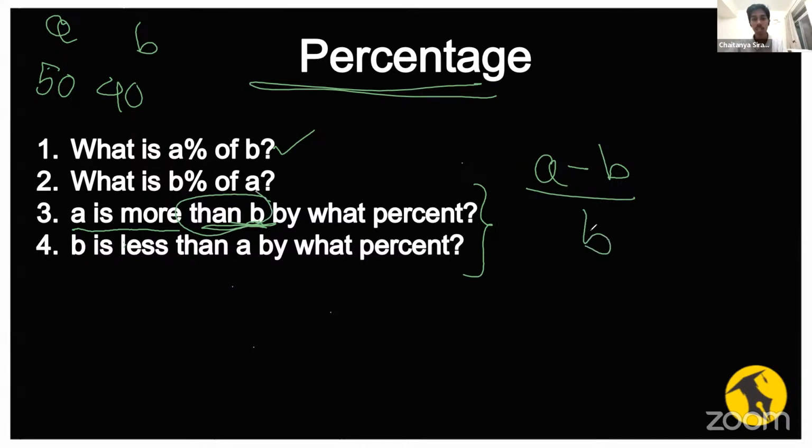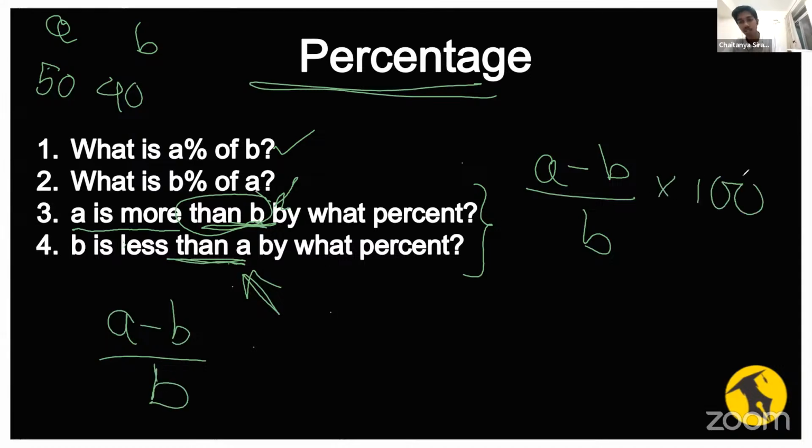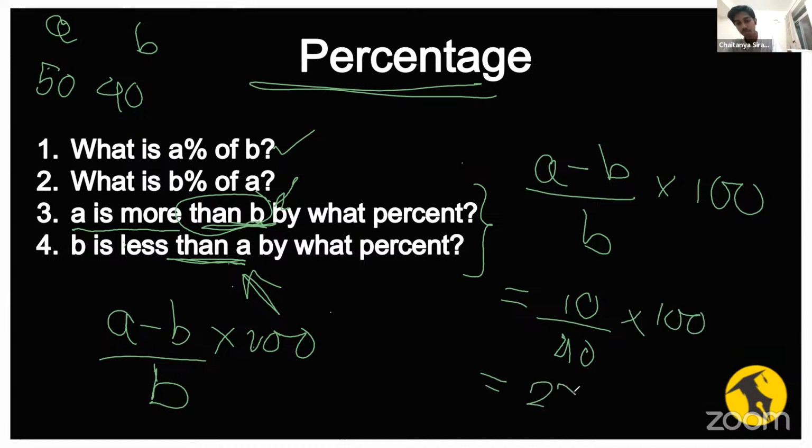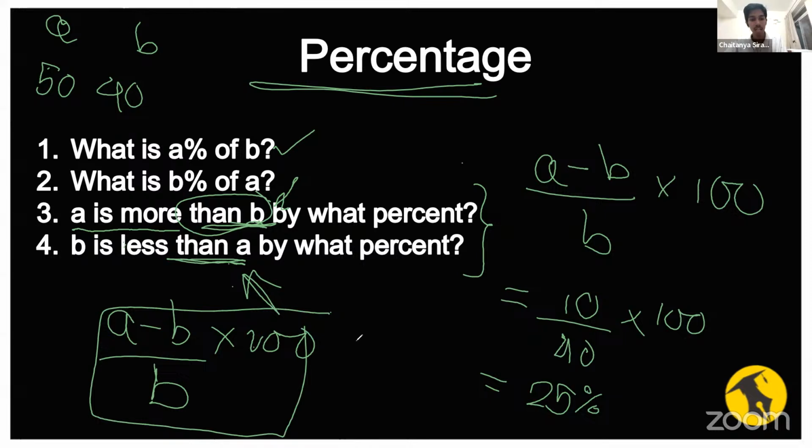In your questions, you will have to decide the denominator based on the word than. The word which is after than, let's say it's B here, and in the next question it's A. So if it is B, you take B. You do A minus B upon B into 100, of course, for percent. This will give you 50 minus 40, which is 10. 10 upon B, which is 40, so this will be 25%.